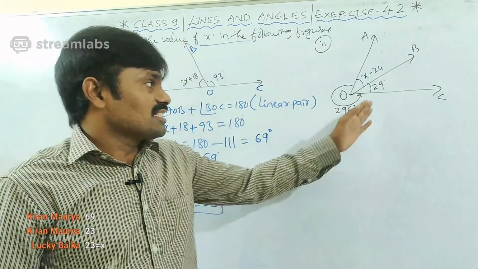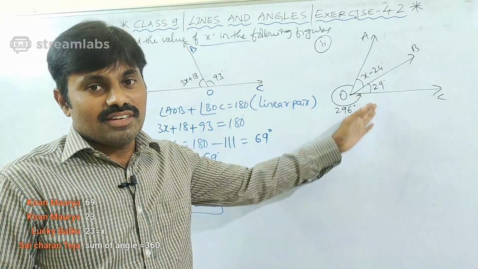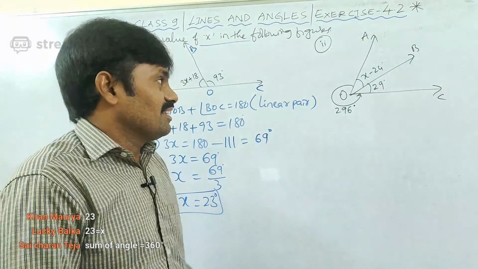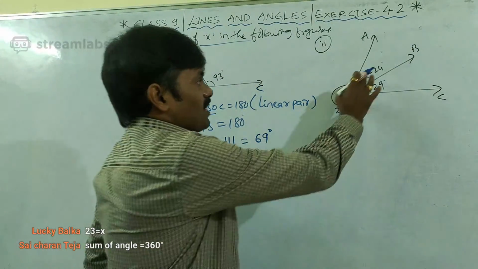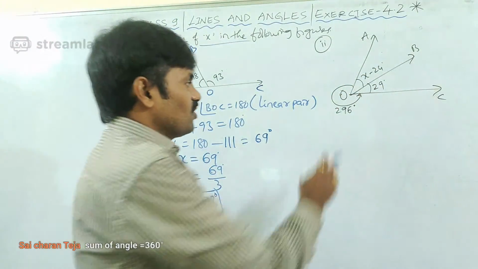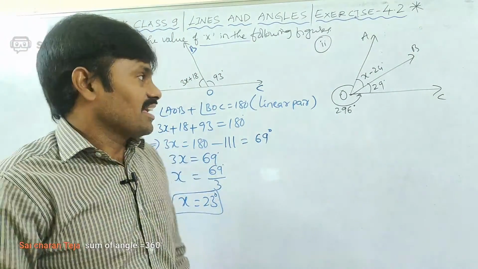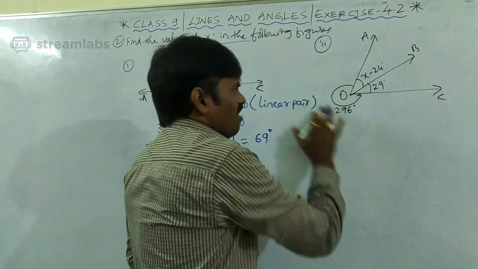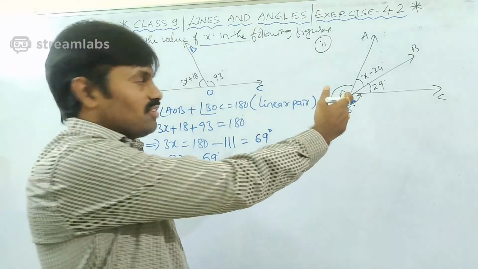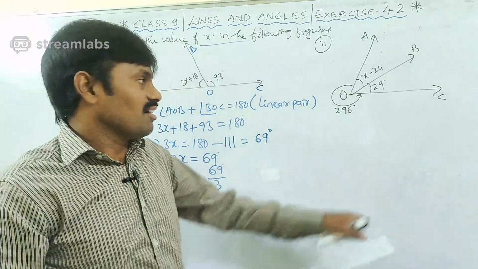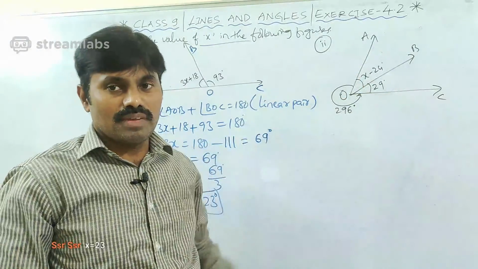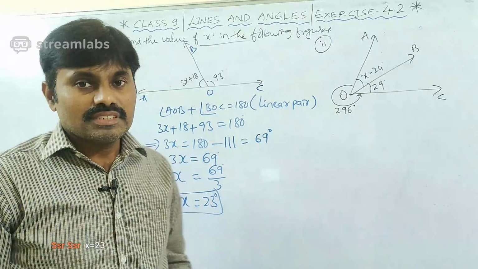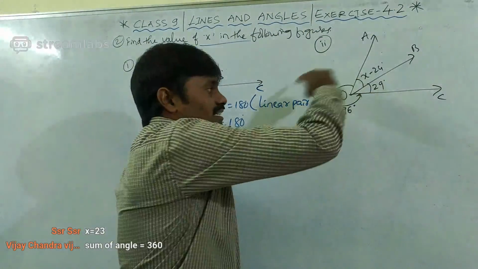Now, which concept do you have to apply here to solve? Yes, very good. Sum of angles is 360 degrees, very fast. Here, if you observe, we have x minus 24 degrees, 29 degrees and 296 degrees. If you add all these angles, which type of angle is forming here? A complete angle.